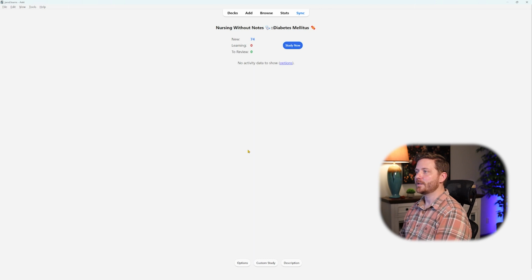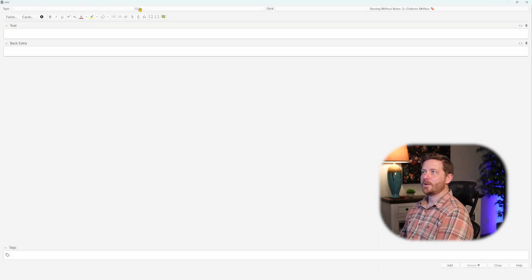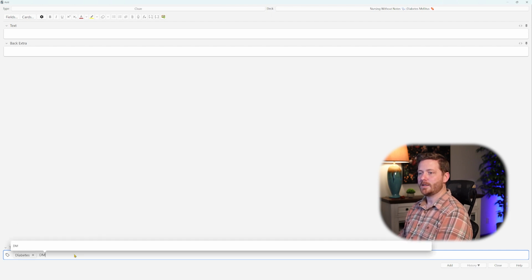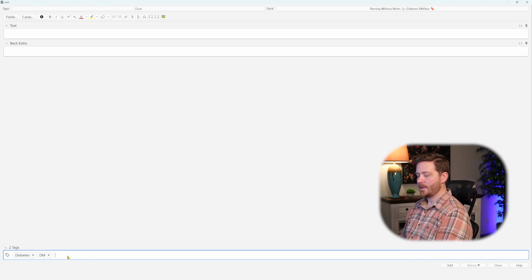Go into our diabetes mellitus deck, and we're going to add card. We're going to stick with the cloze deletion for this lesson, and we're in our diabetes mellitus deck. We have our stickies toggled. And let's go ahead and add in our tags. Diabetes, DM. And add in that glucose again just for the sake of it.